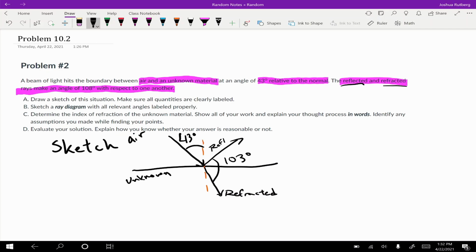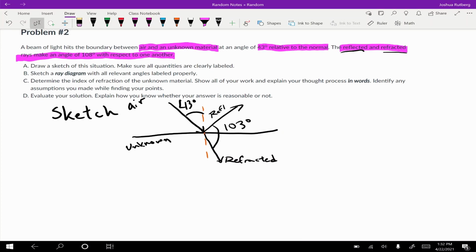And notice that it looks very similar to a ray diagram, but this is not a full ray diagram yet because I don't have all of the proper angles labeled. I just have whatever information was given to me. So now let's turn this into a ray diagram.